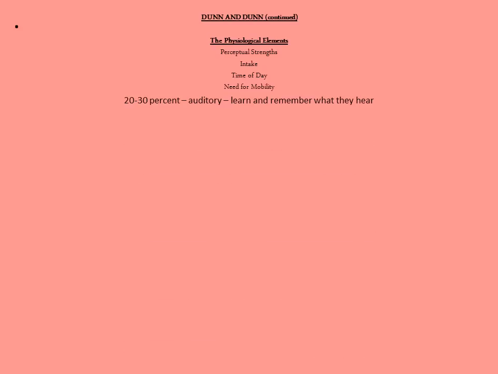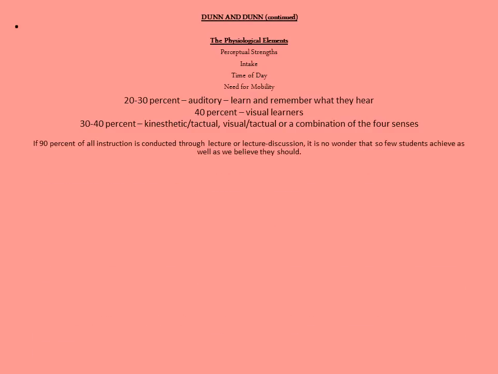Some studies have proved that 20 to 30% of all people are considered auditory learners, meaning they learn and they remember based off of what they hear. There's another 40% that would be termed visual learners, and that leaves us with about 30 to 40% of people that can be termed kinesthetic tactual, visual tactual, or really any combination of the four senses.